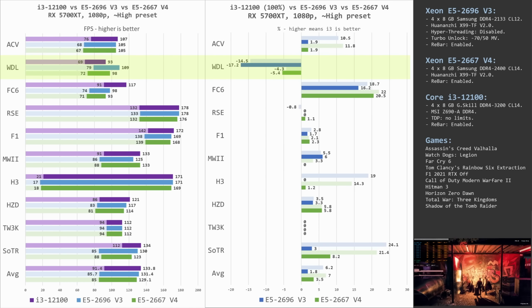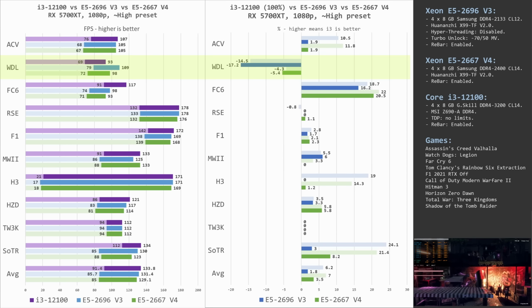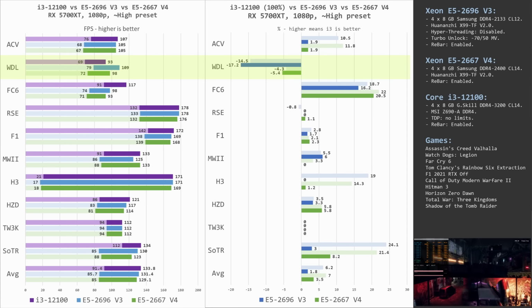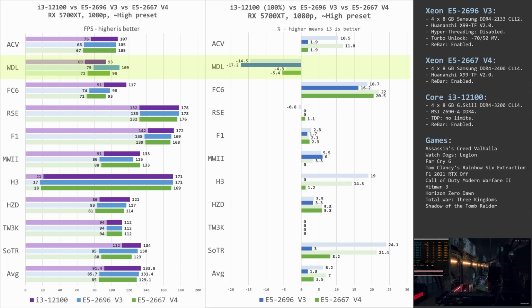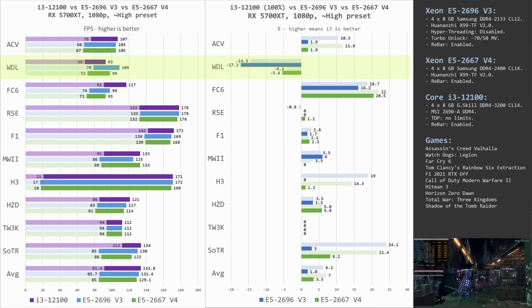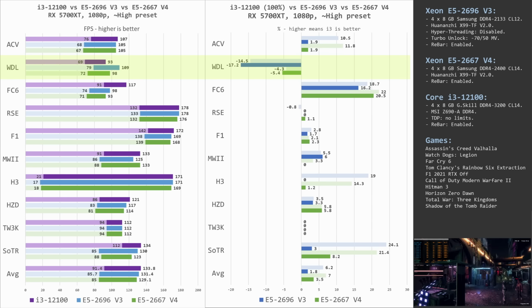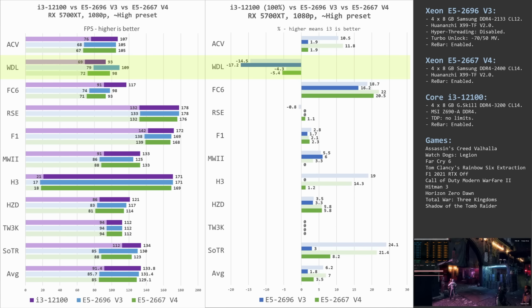Watch Dogs Legion is an extremely CPU demanding game, and it can utilize multiple CPU cores. So here, quad-core i3-12100 is only able to roughly match 8-core E5-2667 V4. 18-core E5-2696 V3 is taking the lead with a 79 and 109 FPS. E5-2667 V4 takes the second place, 72-98 FPS, and Core i3 is the last one, 69-93 FPS.